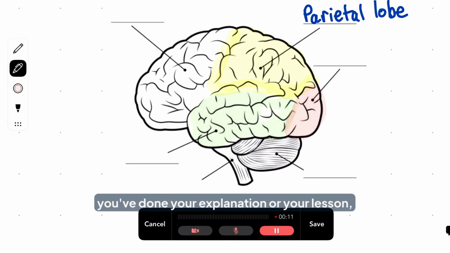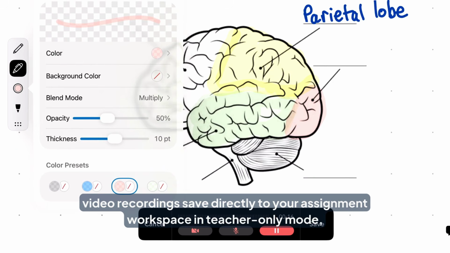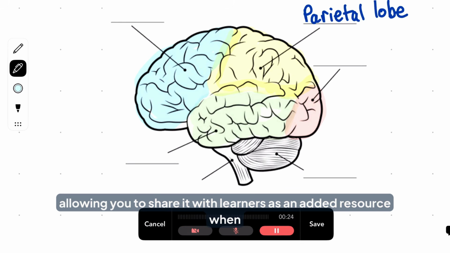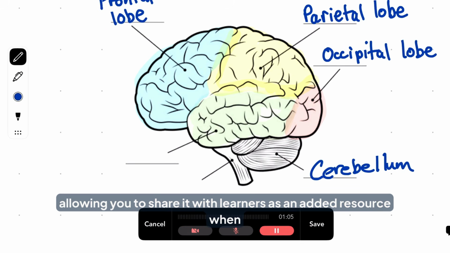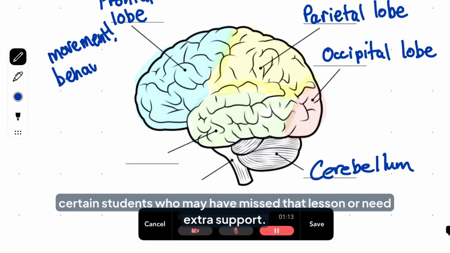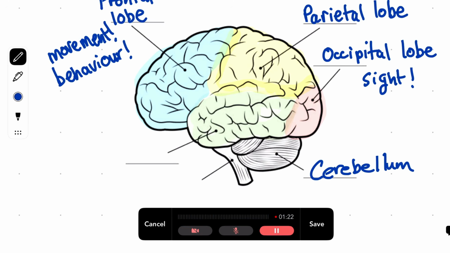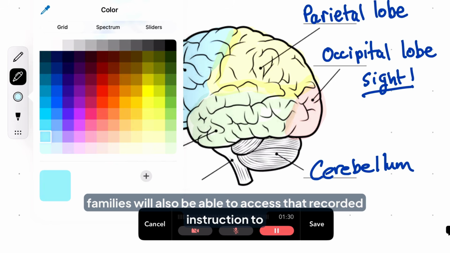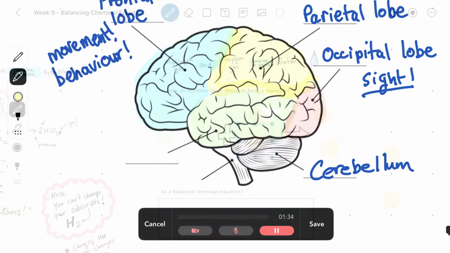Once you've done your explanation or your lesson, video recordings save directly to your assignment workspace in teacher-only mode, allowing you to share it with learners as an added resource when you're ready, or tailor access for certain students who may have missed that lesson or need extra support. Bonus, if parent access has been enabled, families will also be able to access that recorded instruction.